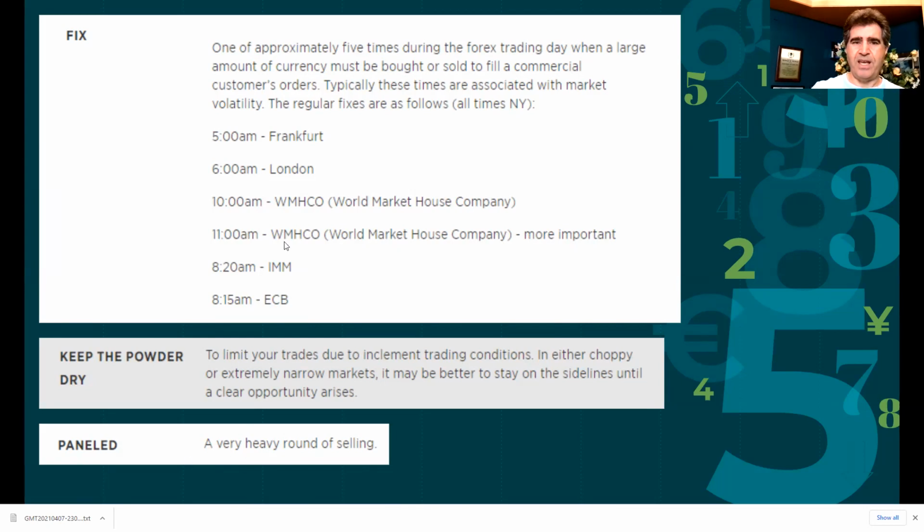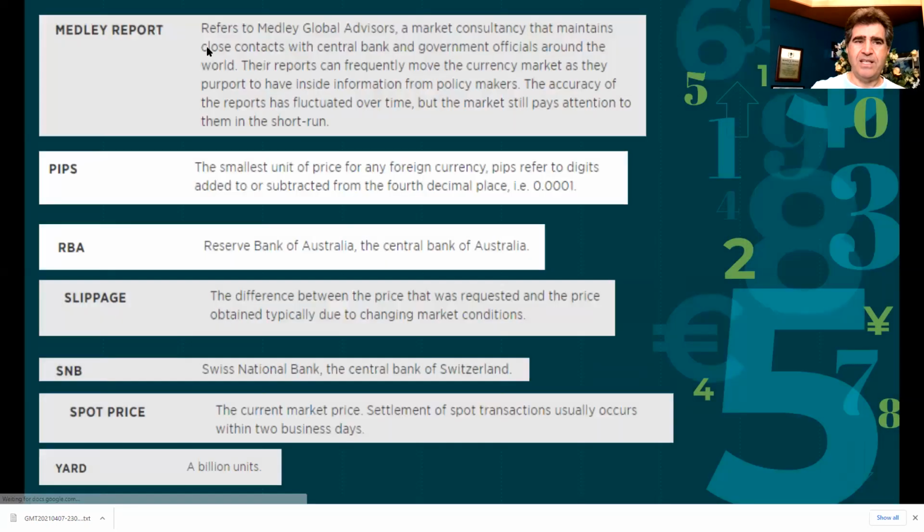Paneled is a very heavy round of selling. This Medley report is interesting, so a lot of people follow it. It moves the currency markets, so you should look for that. Pips, as I mentioned, is the smallest unit of any type of currency pair that we're using. So let's say for euro dollar, remember €1 is based on the dollar, so it's like 100,000. And the smallest one is 1 pip. Reserve Bank of Australia is RBA.